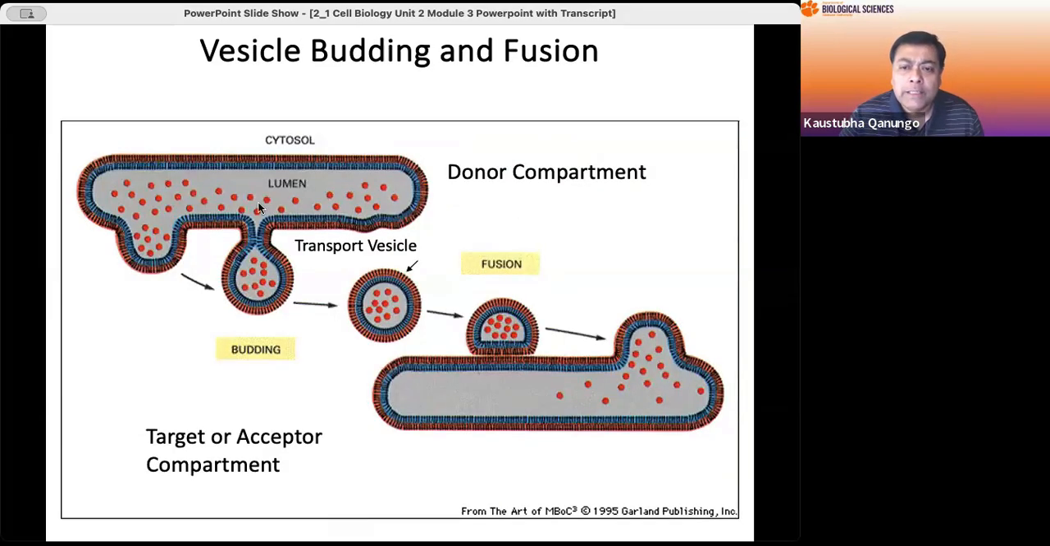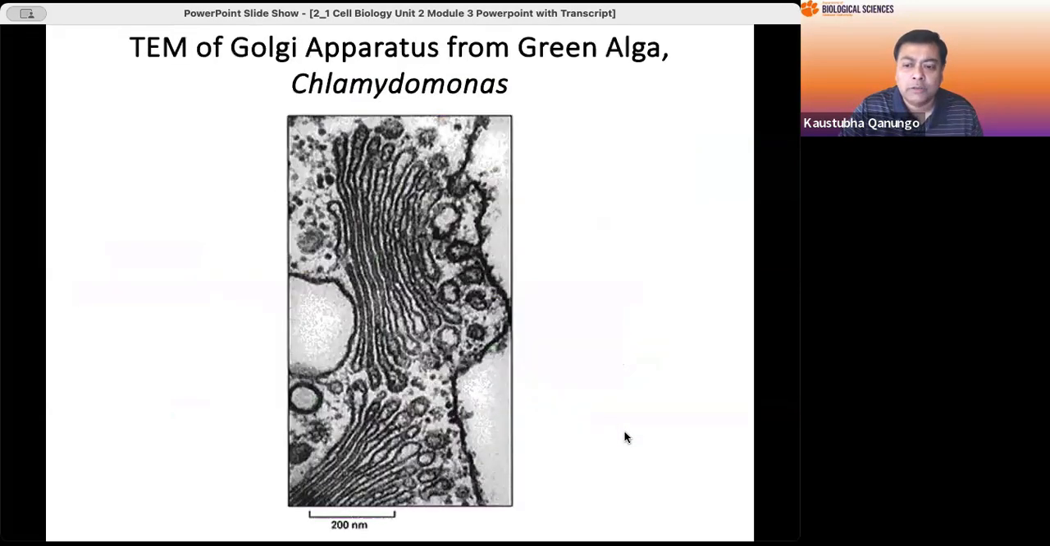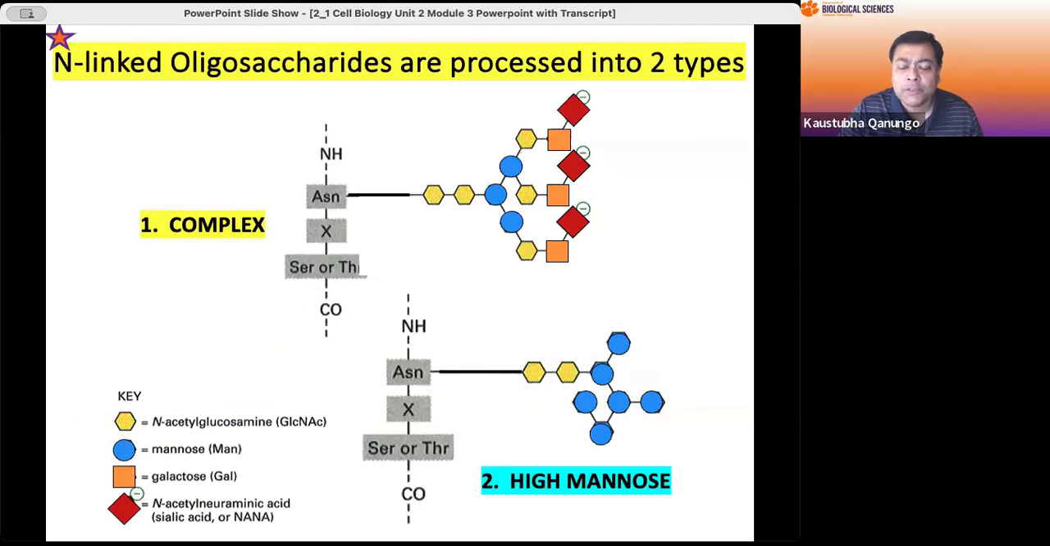Just shows that from the ER the vesicle is going to bud and fuse with the target acceptor organelle, and we are going to see that. Cis face is entry. Then you have the cisternae right here, and the trans face is exit. These are the secretory vesicles. So ER to Golgi traffic. Just some of the pictures.